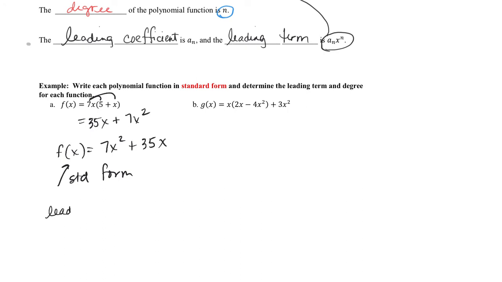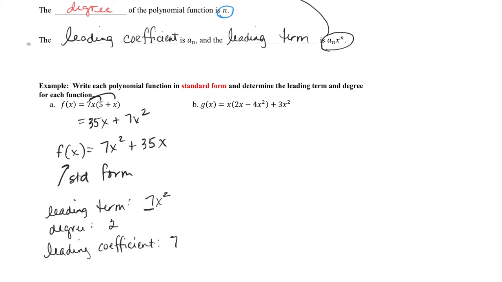So the leading term is 7x squared. And the degree of this polynomial is 2. This is a quadratic. If I asked you for the leading coefficient, just to practice with some of our new terminology, the leading coefficient is 7, and I get that from the leading term. Okay, so for B, g of x equals x times 2x minus 4x squared plus 3x squared. Do this one yourself. Write it in standard form, determine the leading term, the degree, and go ahead and find the leading coefficient, and then come back and check your work.